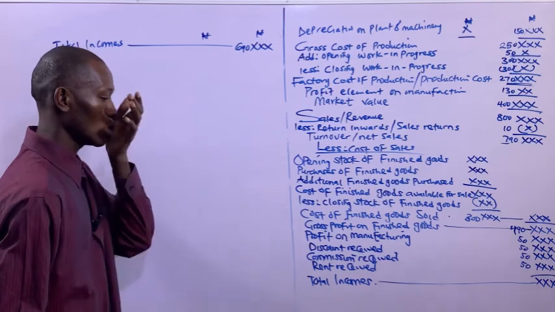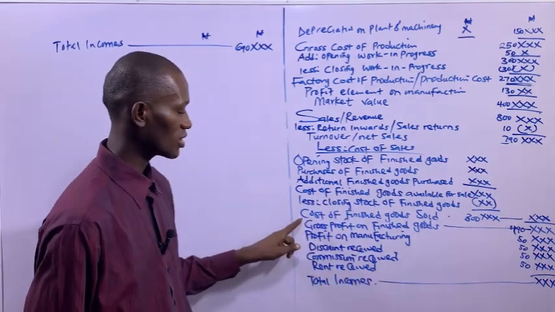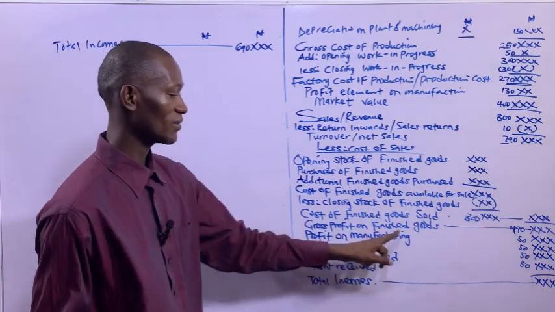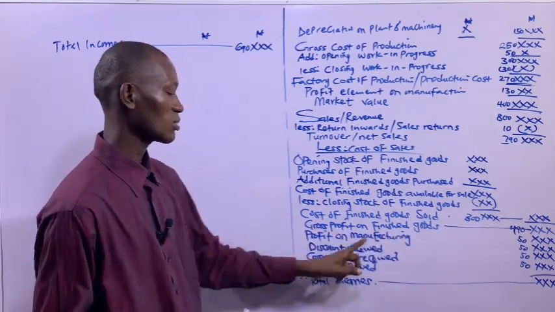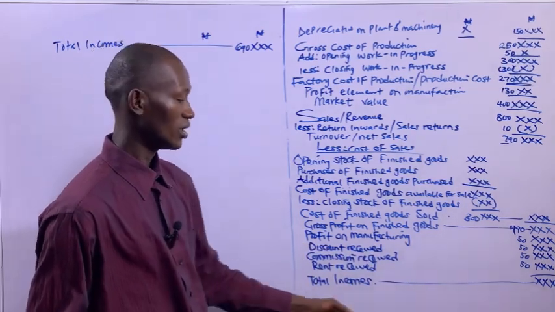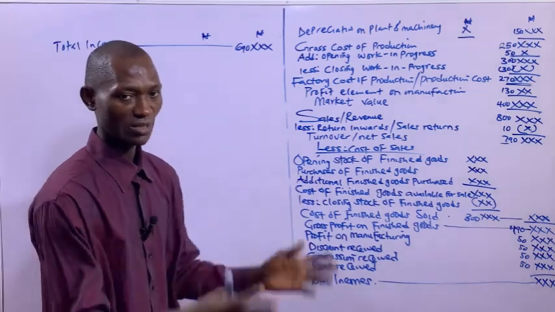And you know, net profit is gross profit plus other incomes. Gross profit, we have two profits now. That's gross profit on finished goods and gross profit on manufacturing. Then we add all other incomes. Then we have total incomes now. So we now less our expenses, all the expenses.